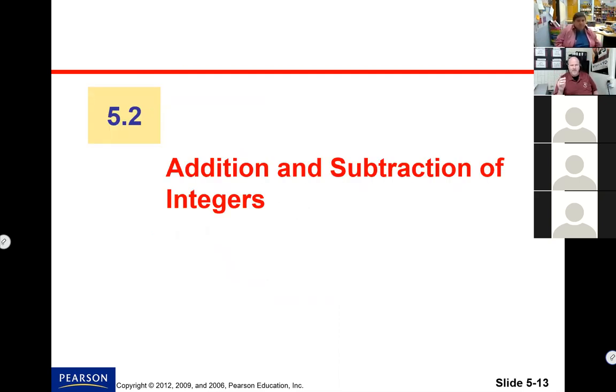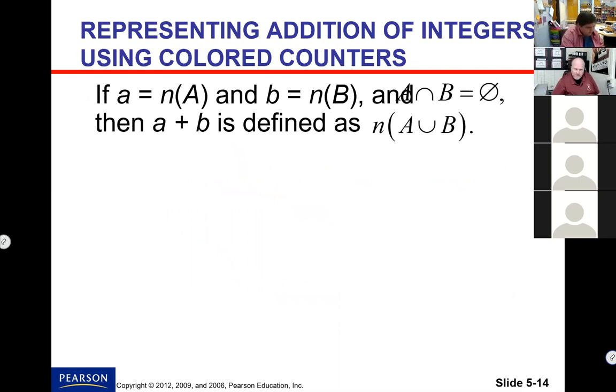So here's my screen screwed up again. Oh my goodness.